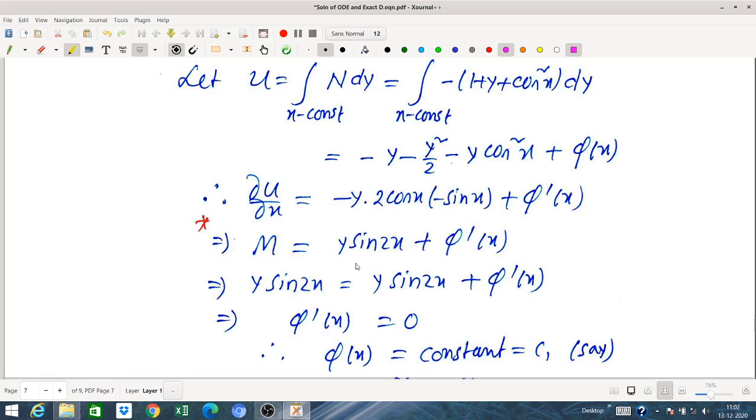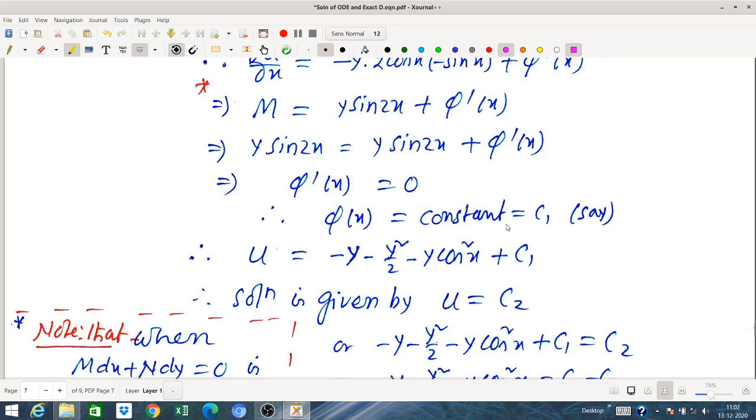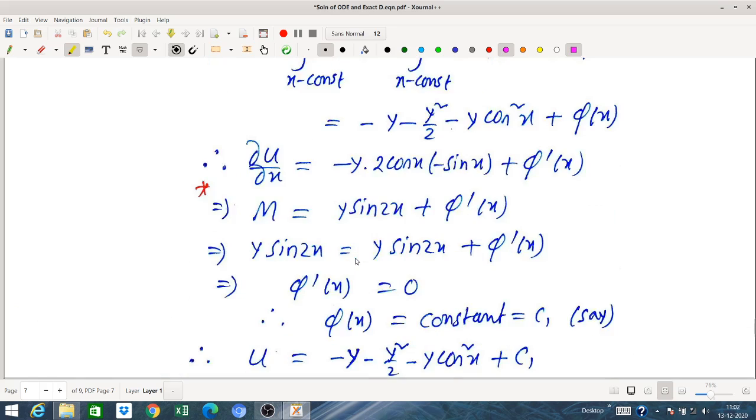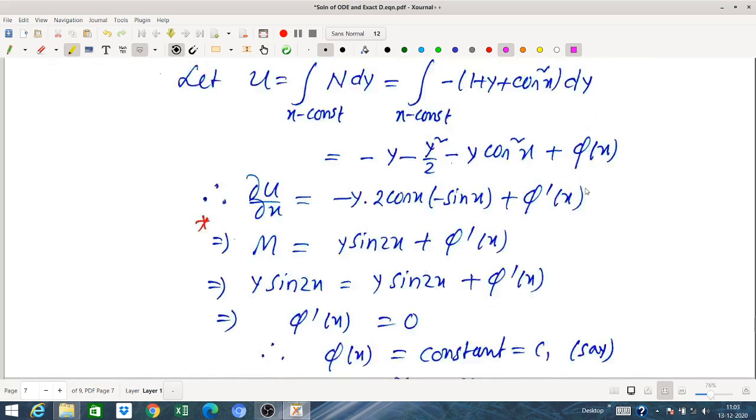Now put the value of M. Here it is 2 sin x cos x, minus minus plus, so it is sin 2x. So M is sin 2x. So y sin 2x cancels, so phi dash x is 0. Therefore phi x is a constant, c1 you can say. Therefore u equals minus y square by 2 minus y cos square x, and here phi x is the constant c1.